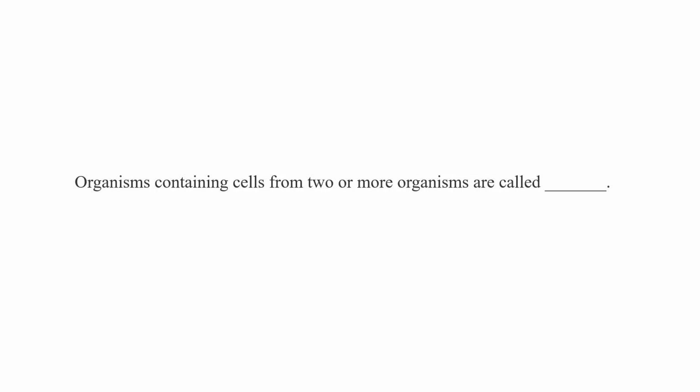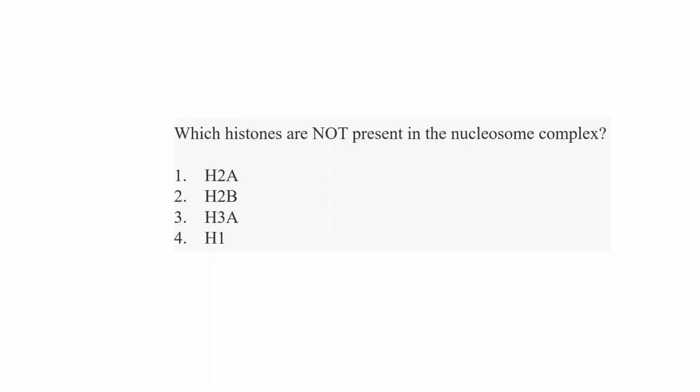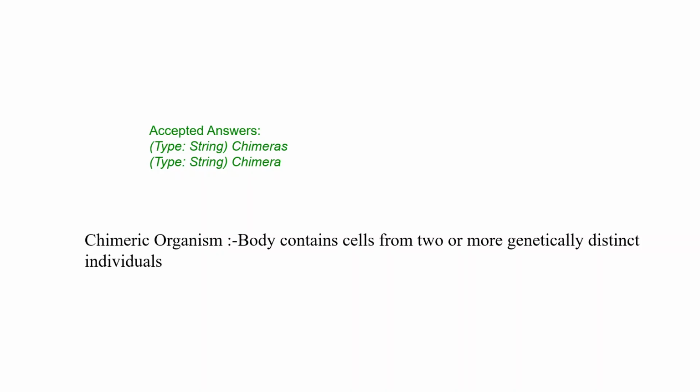So, organisms containing cells from two or more organisms are called chimera. Okay. Now, here comes an important thing. Chimeric organisms and mosaic. So, what is the difference between chimera and mosaic? Can anybody tell me the difference between a chimera and a mosaic? Tell me if anybody knows.